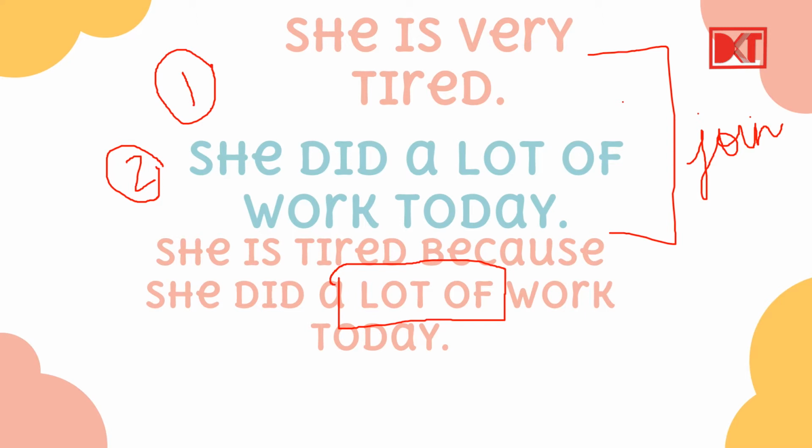ठीक है, she is tired because वो tired है क्योंकि उसने इतना सारा काम किया आज. तो जो word है यहाँ पे because, ये है हमारा conjunction. क्यों? Because this is joining these two sentences together. Alright, and it is forming a meaningful sentence. जो इन दोनों sentences को join करके जो meaningful sentences बना रहा है word, वो है because. So because is our conjunction.